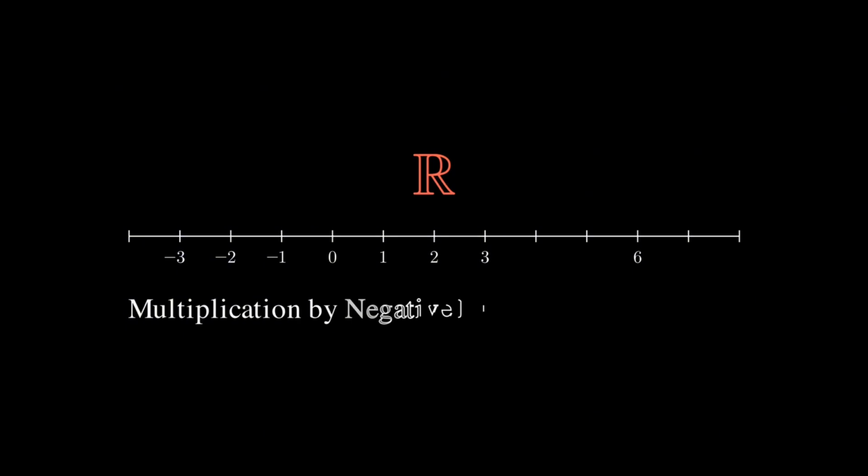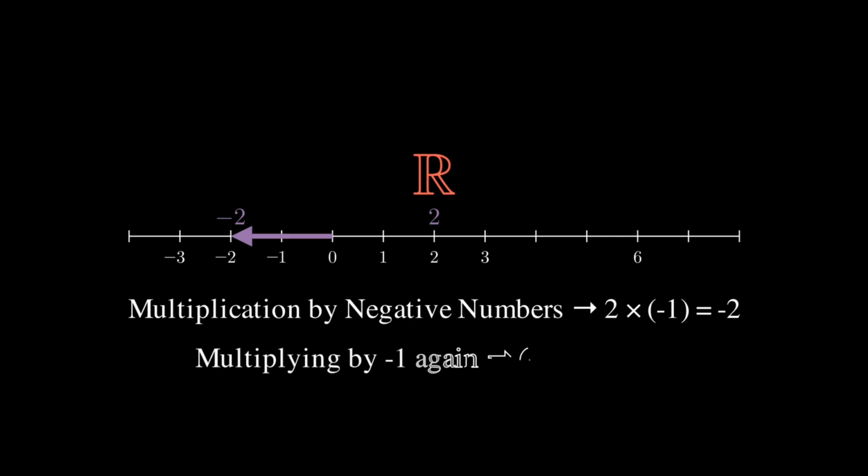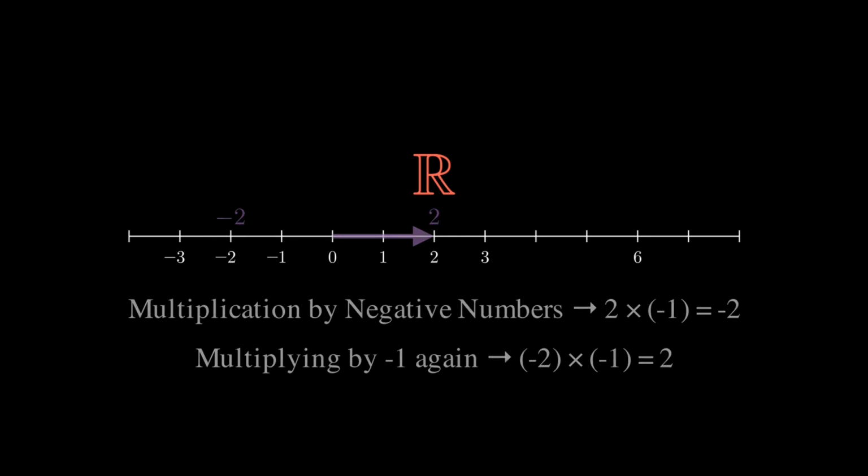But what happens when we multiply by negative numbers? Let's take 2 multiplied by -1. That gives us -2. Geometrically, that's a 180-degree rotation, landing us at -2. Now multiply by -1 again. That means another 180-degree rotation, and we are back to where we started.